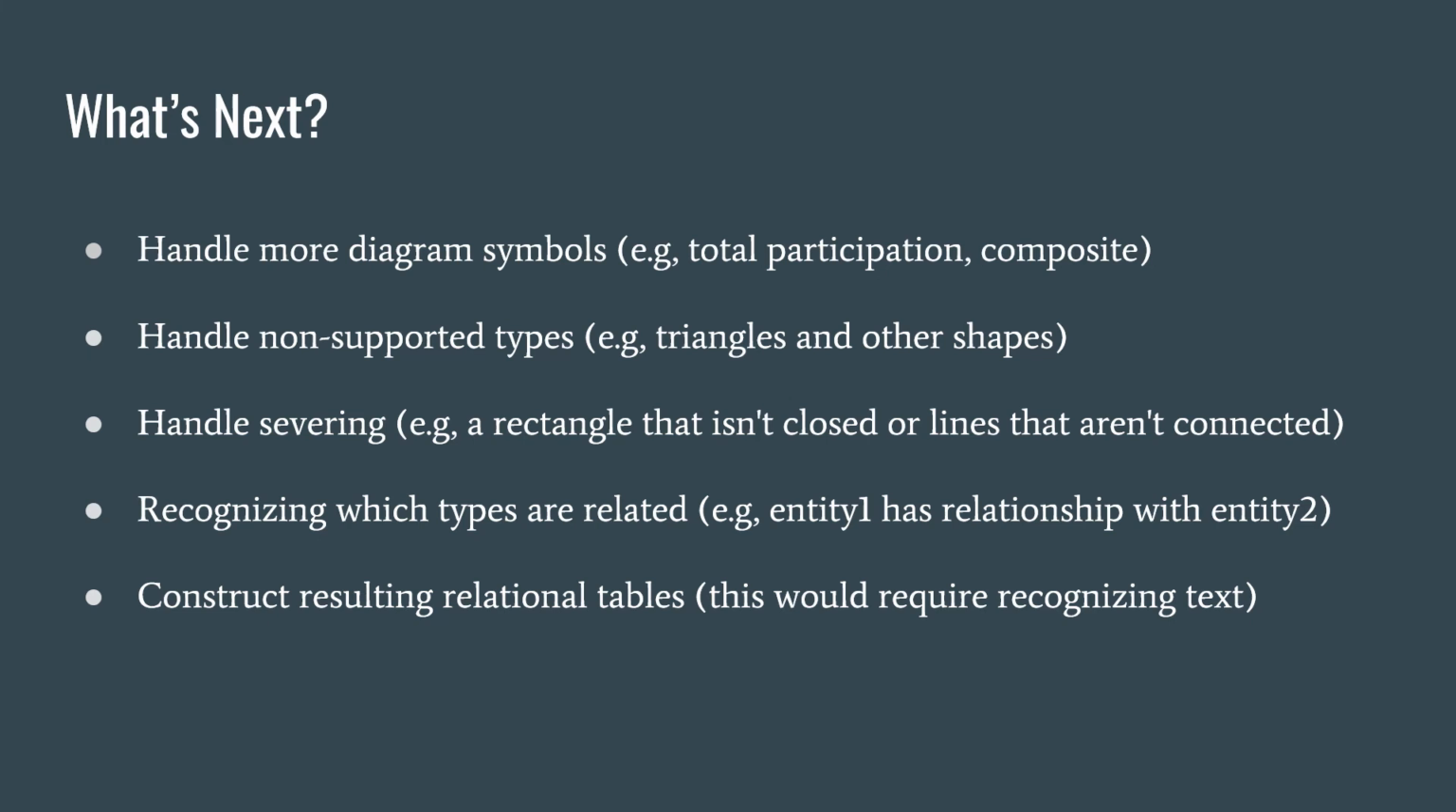We also want to handle non-supported types such as triangles. Triangles do not represent anything in an actual ER diagram, and we don't want them accidentally getting classified as something legitimate. A very practical feature would be able to handle severed shapes. Since we are working with hand-drawn diagrams, it is highly likely that some shapes in the diagram are going to have gaps.